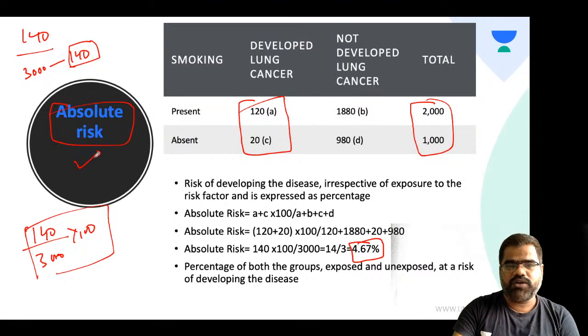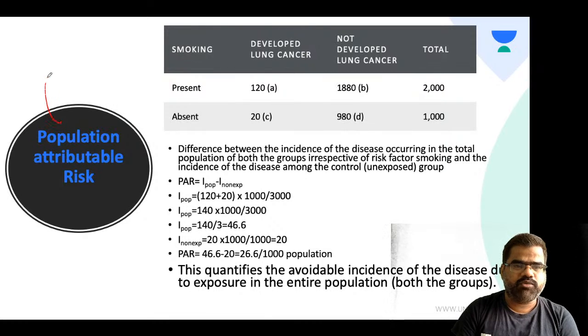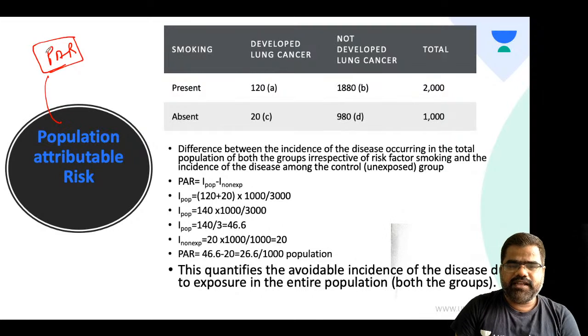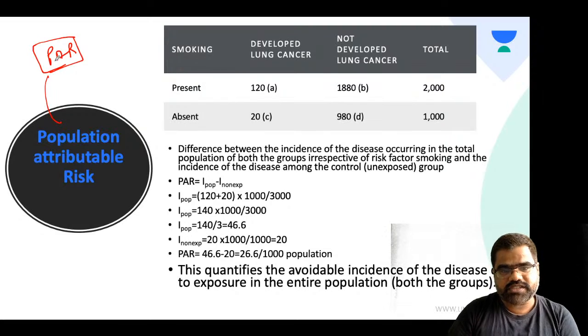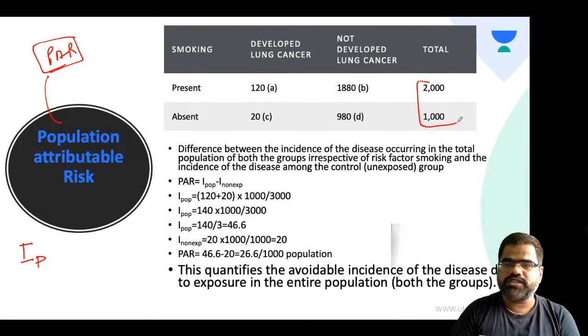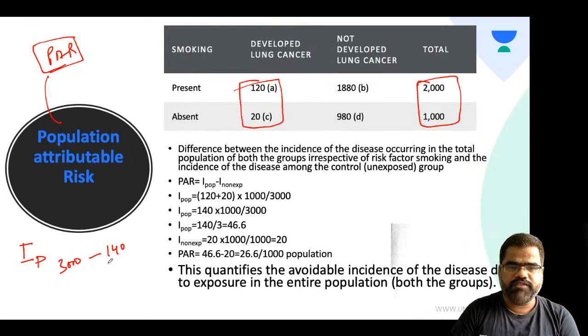Okay. Now, let's try to understand what is PAR, which is population attributable risk. This is important because we have understood attributable risk. So let's try to understand population attributable risk. So in this, we should move forward. Let's try to calculate incidence in population. I'm again repeating, incidence in population. Total population is how much, students? 3000. How many people developed lung cancer? 140. So you say 3000 population, 140 people developed lung cancer.